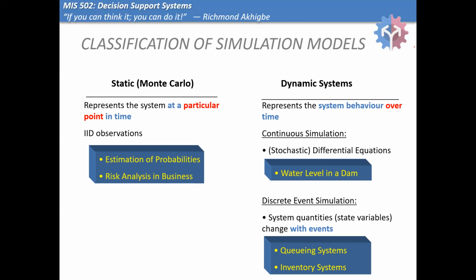If you're dealing with randomness at a particular point in time, not over time, we use something called Monte Carlo simulation. In fact, in Python, one of the groups in one of the years actually did that, so they did Monte Carlo simulation. Monte Carlo simulation is about capturing the uncertainty at one point in time. But if it is over time, we use discrete event simulation, and we use what is called continuous simulation, which is mostly used in engineering applications, like water level in a dam.